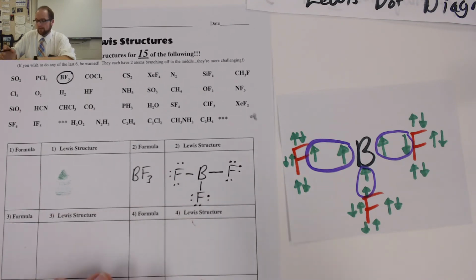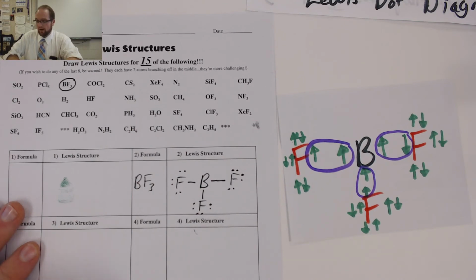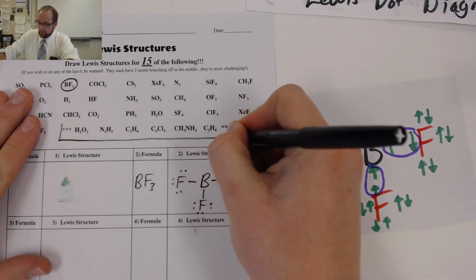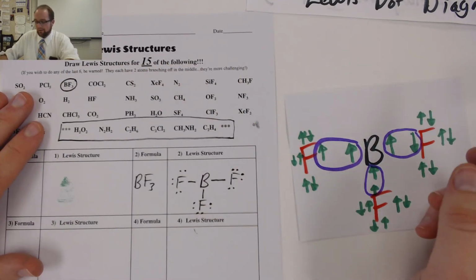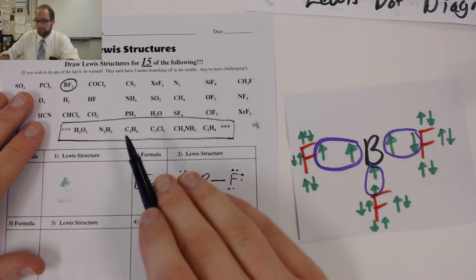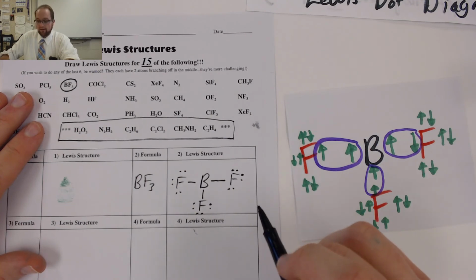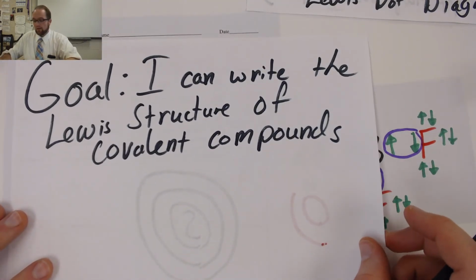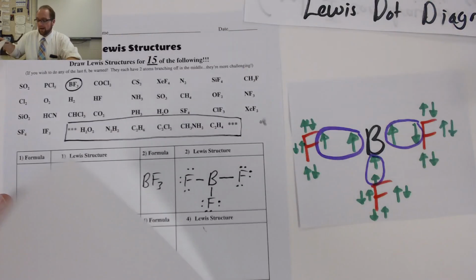So your job is to do any 15 of your choice on these. I would recommend, if you're interested and you want a little bit of a challenge, you could try these ones. These ones are a little bit trickier. They may not have center atoms for you to branch off of, so you have a more interesting challenge with those. The rest of this time is yours. Let's take advantage of it and make sure we're able to meet our goal today of writing our Lewis structures. I can write the Lewis structures of covalent compounds, just like these.